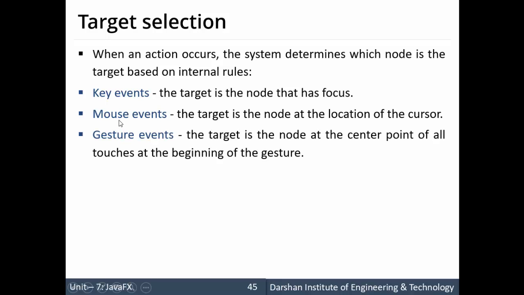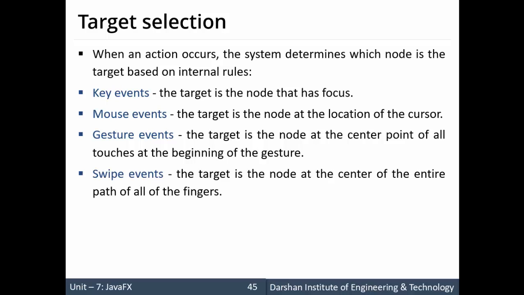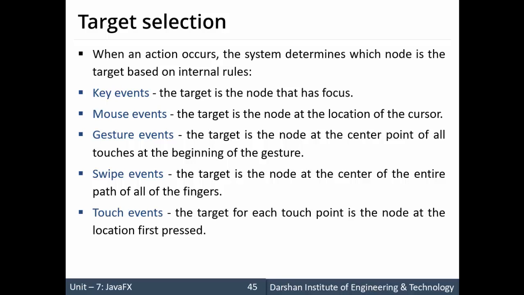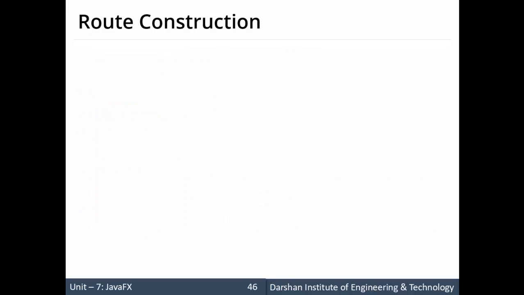Then in case of a gesture event, it will find out the center point of all the touches beginning from the gesture. That means we know what a gesture is, because nowadays we are using mobile phones. Everything occurs with gestures. Then swipe events. When we swipe, maybe right swipe, maybe left swipe, the entire path of the fingers is considered. And touch events, where we touch the node. So these can be the types of events. So the target is to be selected where the events are going to occur.